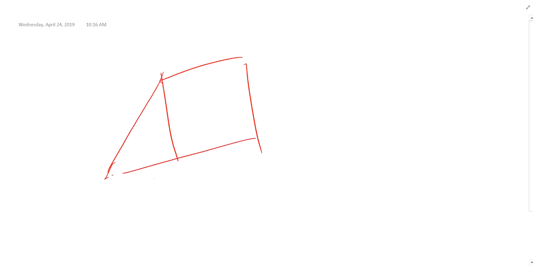We are given this diagram. This is B, C, and A. To find the coordinates of B, what are the restrictions given to us? What is so special about this point B?